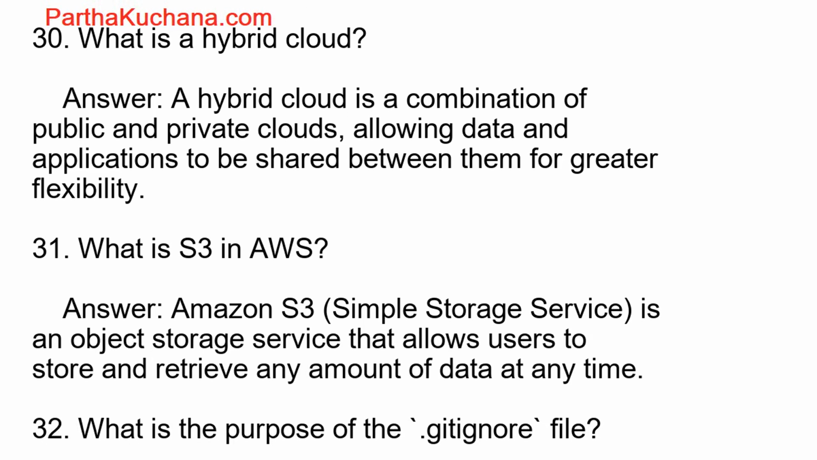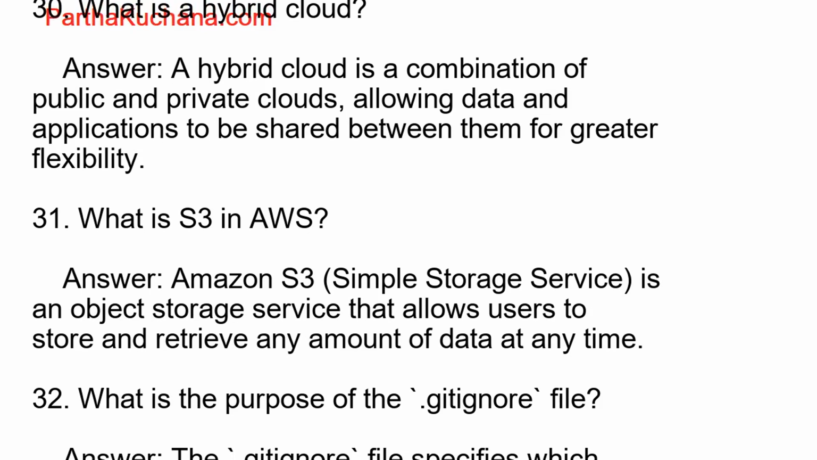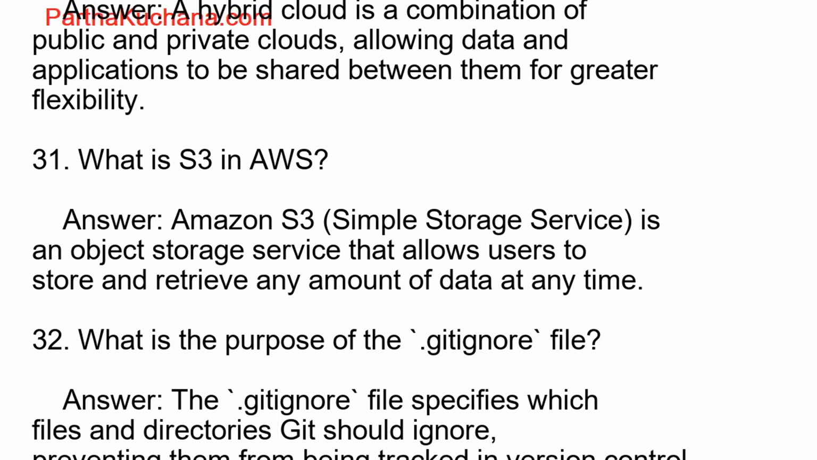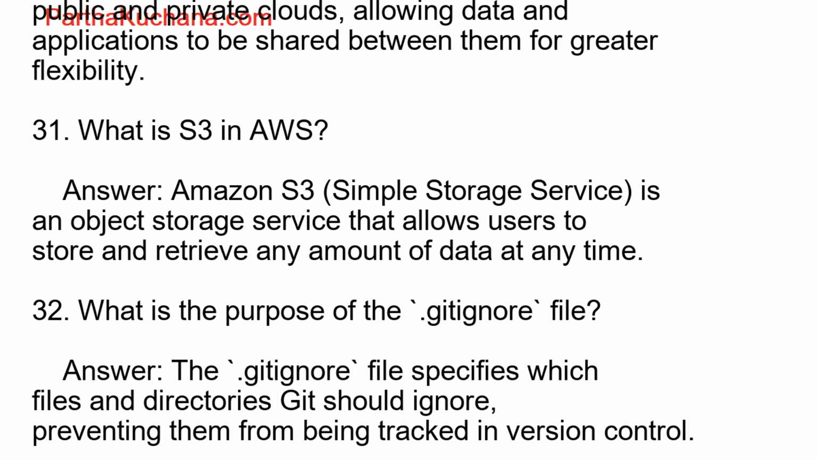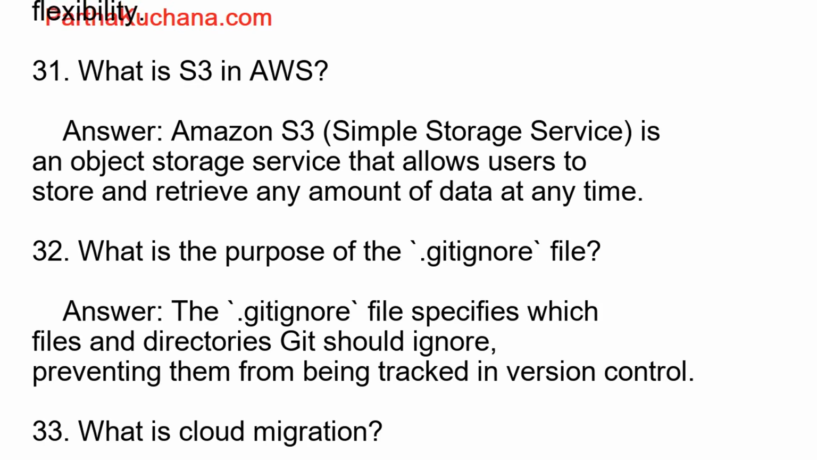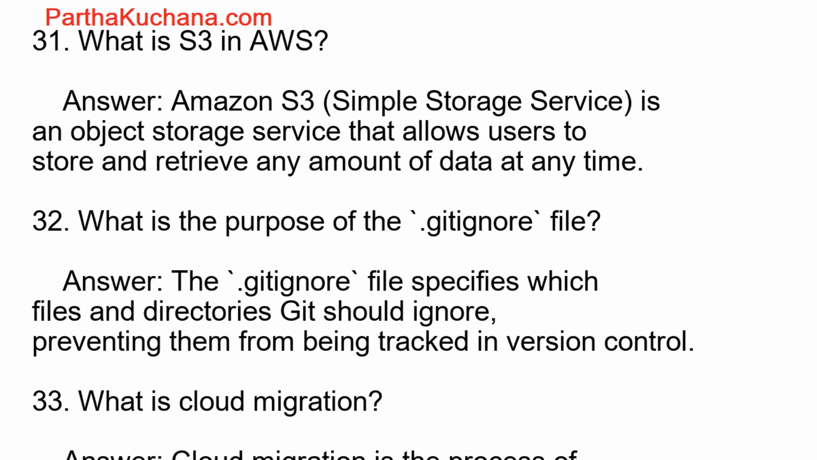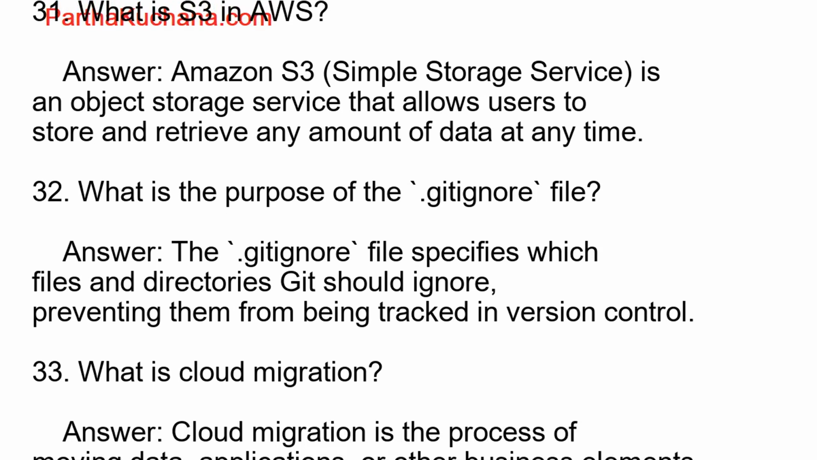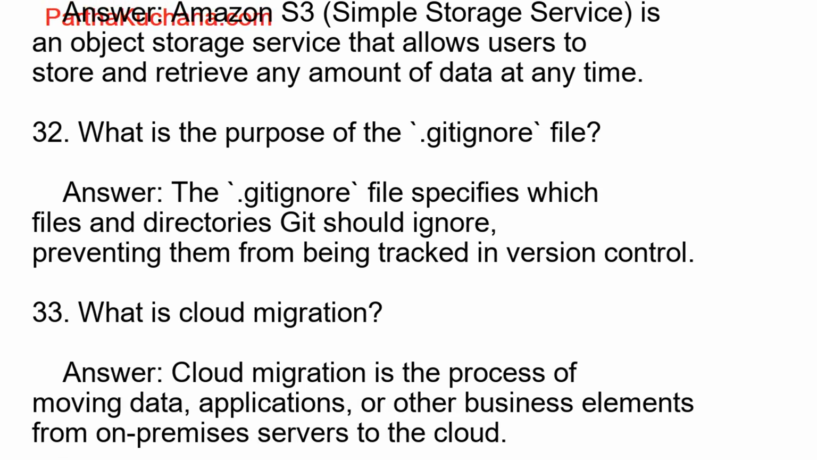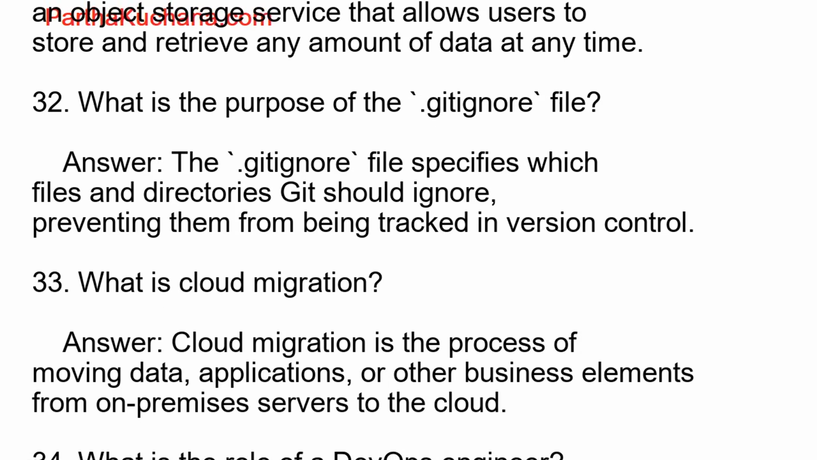32. What is the purpose of the .gitignore file? Answer. The .gitignore file specifies which files and directories Git should ignore, preventing them from being tracked in version control. 33. What is cloud migration? Answer. Cloud migration is the process of moving data, applications, or other business elements from on-premises servers to the cloud.